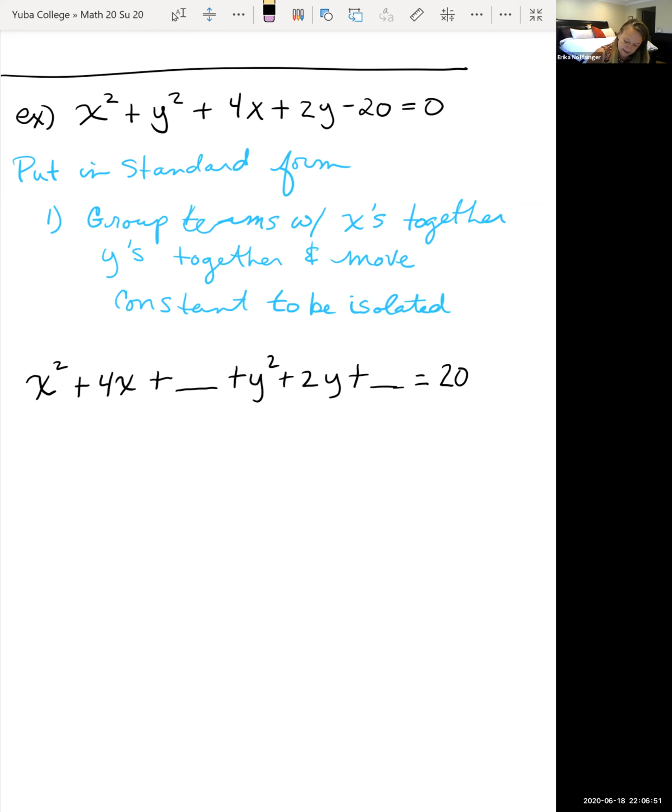The thing is, when I left that spot and I said, well, we have to add something here, right here, if I added something to this side, because it's an equation, I have to add it to the other side to remain equivalent. So same sort of idea, when I add this number, whatever we figure it out to be, here I have to add the number on the other side of the equation.